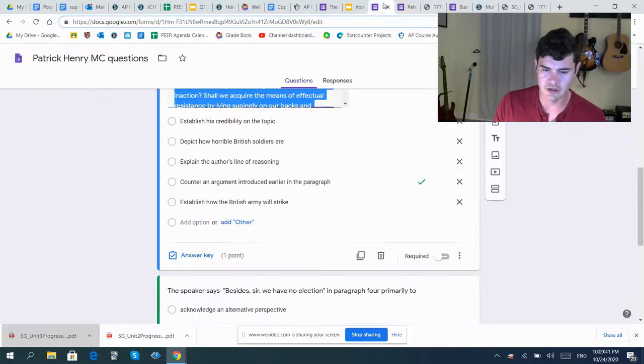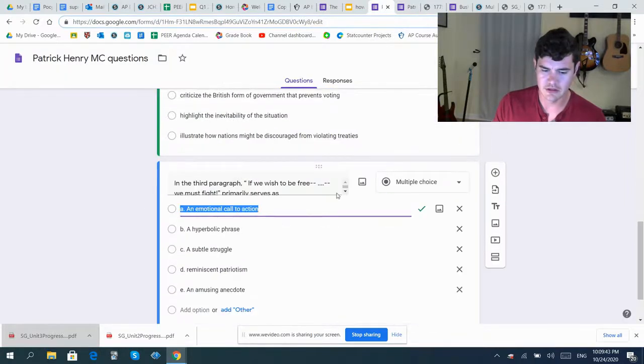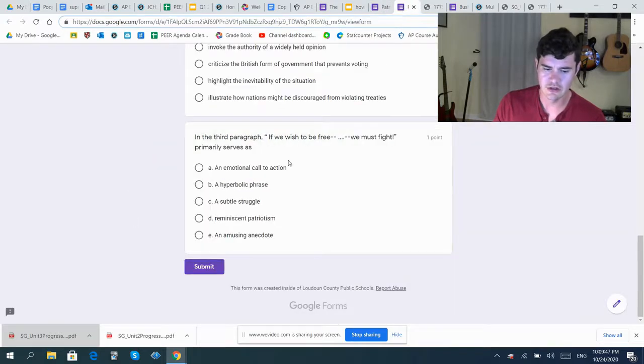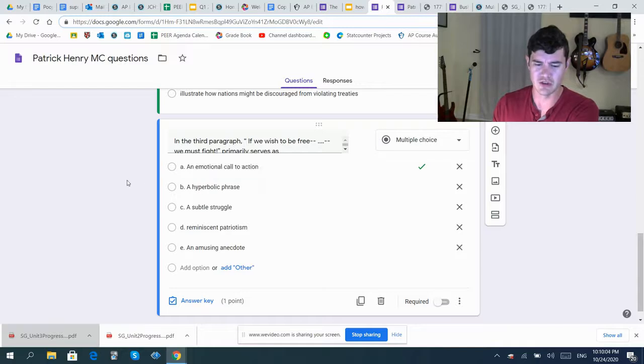All right, in the third paragraph, "if we wish to be free, we must fight," primarily serves as... this is a student-created question, but I liked it. Yeah, an emotional call to action, as opposed to a hyperbolic phrase, a subtle struggle, a reminiscent patriotism, and an amusing anecdote. Yeah, that's an okay question. I'm just being critical of it because I'm not sure I could see one that's that.